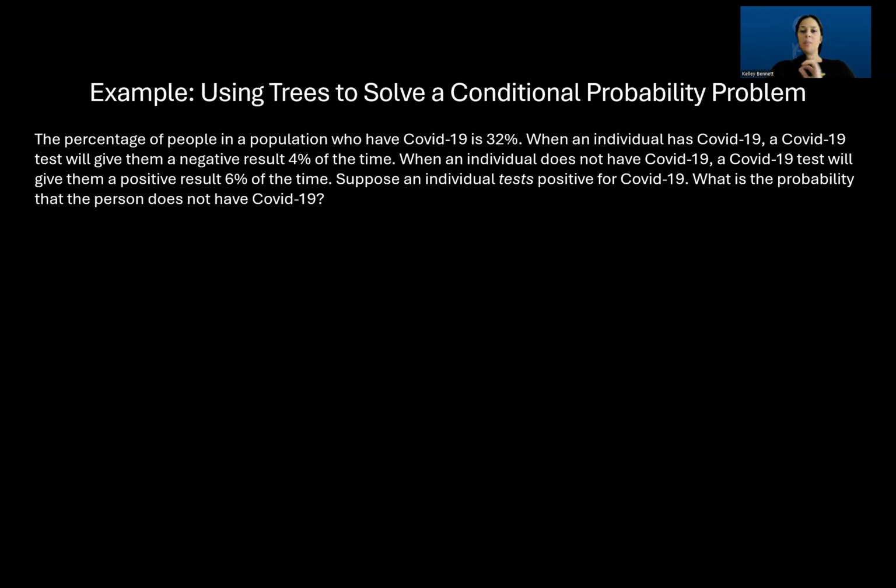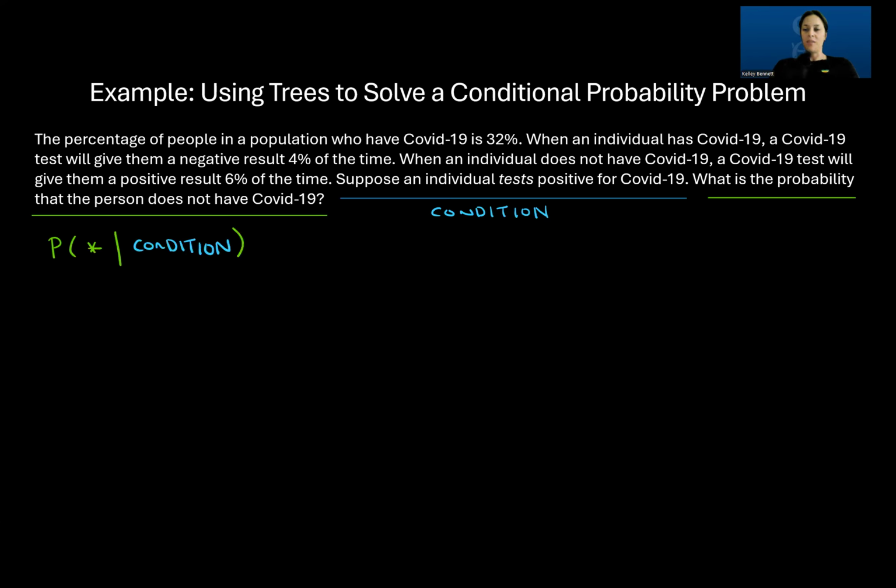Here's the question. Suppose an individual tests positive for COVID-19. Okay, that's the thing that has happened. That is the condition. What is the probability that the person does not have COVID-19? So this is the event in question. It's the probability of this event, the probability that the person does not have COVID-19, given that the condition happened. So if I were to write it out, I would say probability of not having COVID for real, given that there was a positive test.